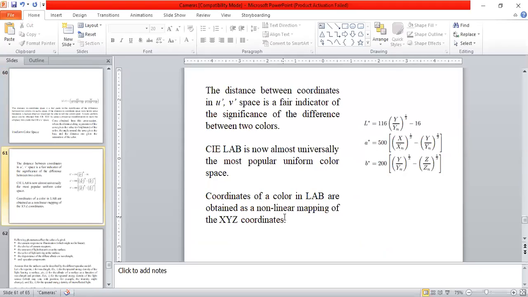So the distance between the coordinates in U dash V dash space, as discussed, will indicate the difference between two colors, right? So also in the same line, we now have a CIE LAB color model, right?